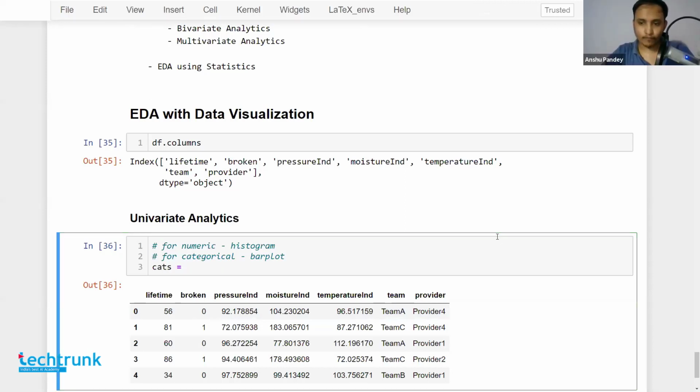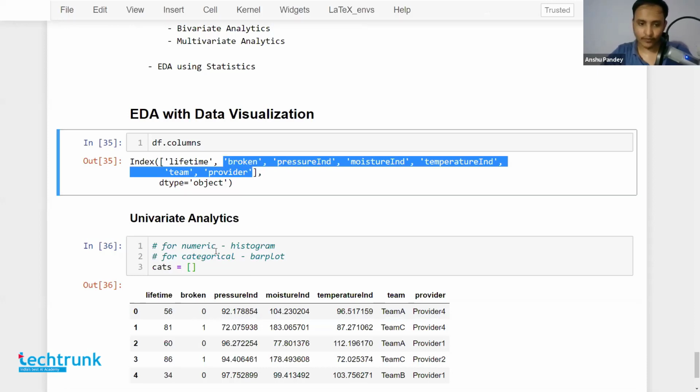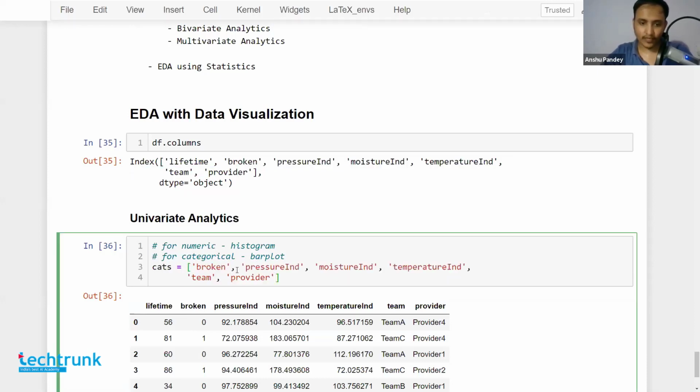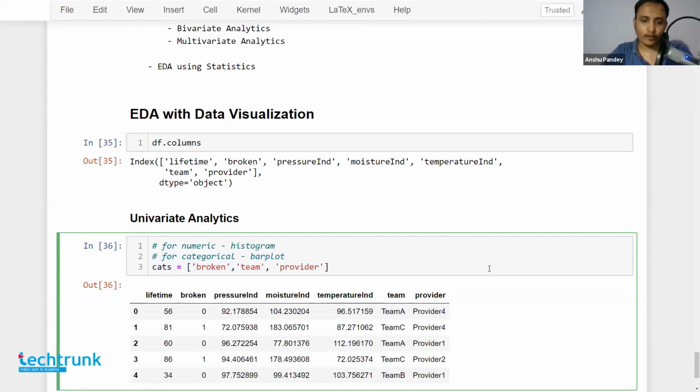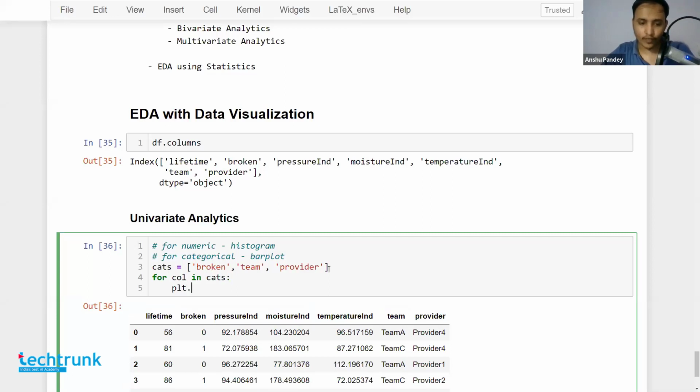So coming back here, first let's do the analysis of categorical attributes, which, as we know, are broken, theme, and provider. The rest, like pressure and temperature, are numeric attributes. These are the three categorical ones. So we can simply say, for column in cats, that means for each of the columns, we can do plt.figure, figsize equals, let's say maybe 8 by 6, right? 8 by 4.